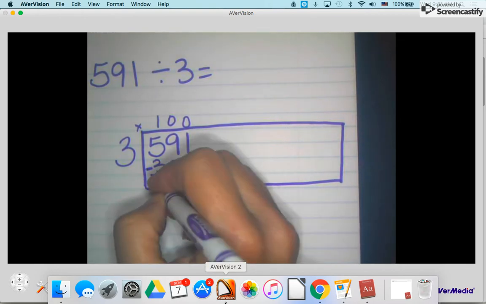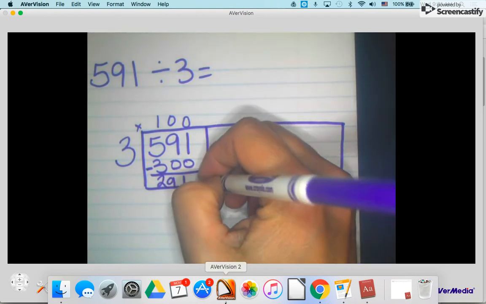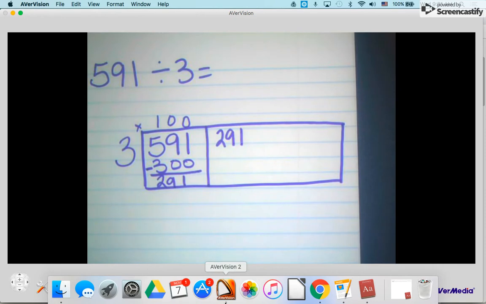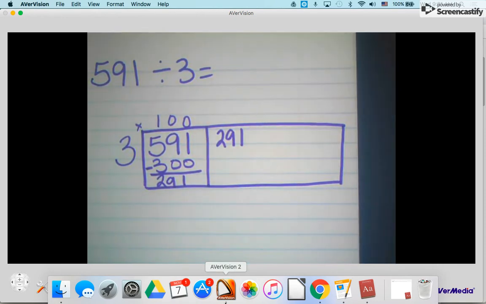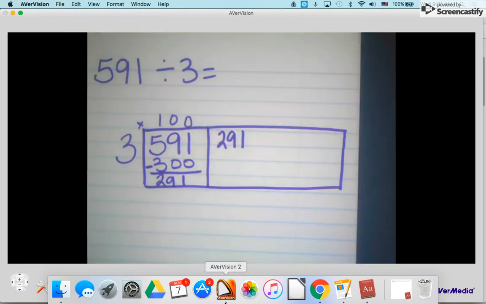Very good. 291. Then you're going to take your answer when you subtracted, your difference, and you're going to put it up here. 291. And then you're going to see how many groups of 3 you could take out of that. 50. You want to take out 50? 3 times 5 is 15. So if I did 3 times 50, that would give me. Very good. And I could do that.